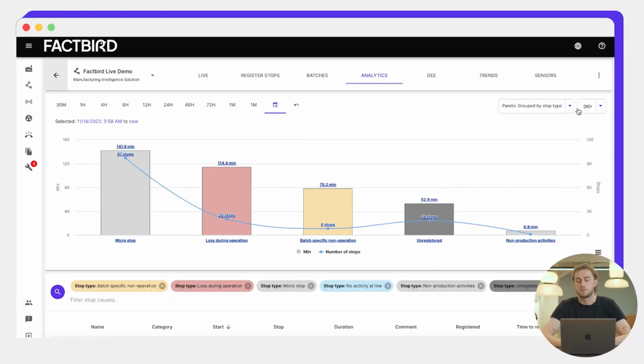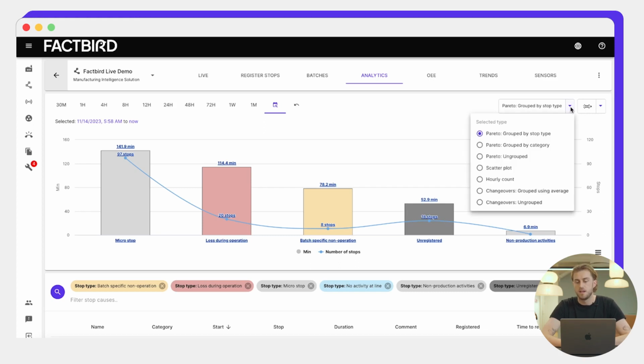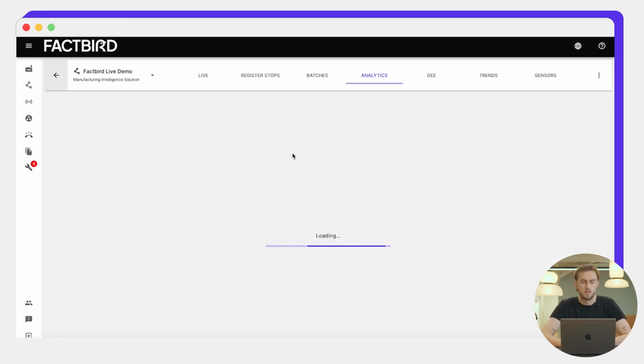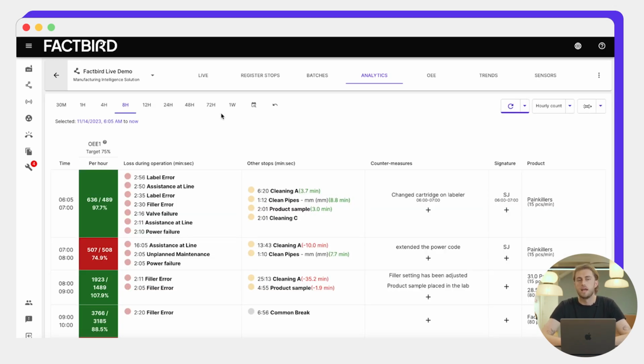So in order to look at the data this way, you can come up here on the analytics page and select this drop-down menu and then click hourly count. In this instance, we're going to want to look at the last 8 hours, for example. This can be done for any period under 48 hours and can also be looked at the shift level. And it often helps to identify good shifts from bad shifts and helps quite a bit with the shift handover.